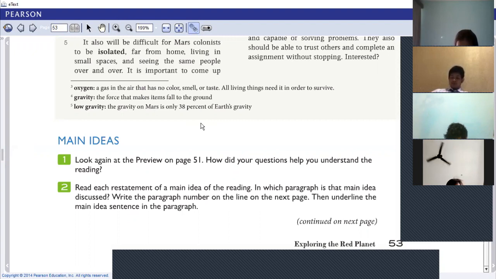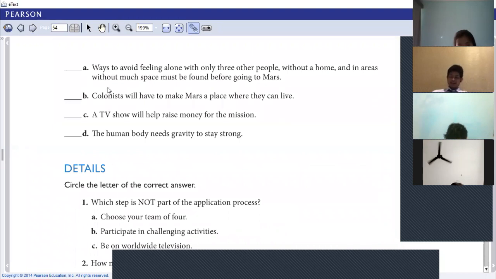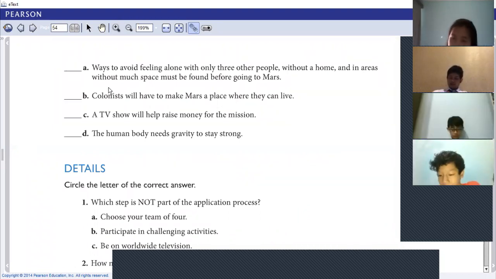Now, in which paragraph is the main idea discussed? Write the paragraph number on the line, and then underline the main idea sentence in the paragraph. So you have to answer that here, and then underline that part in the paragraph itself.